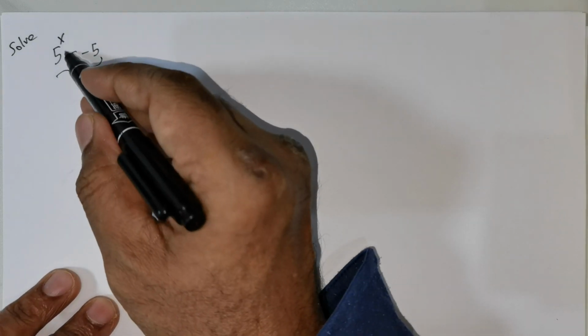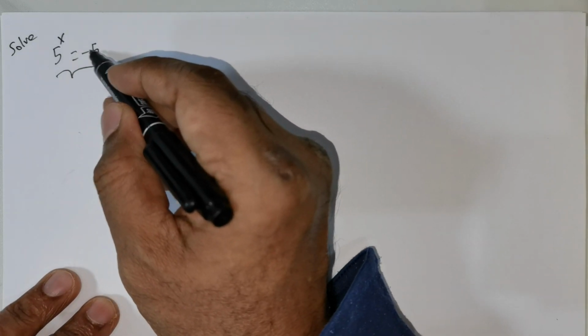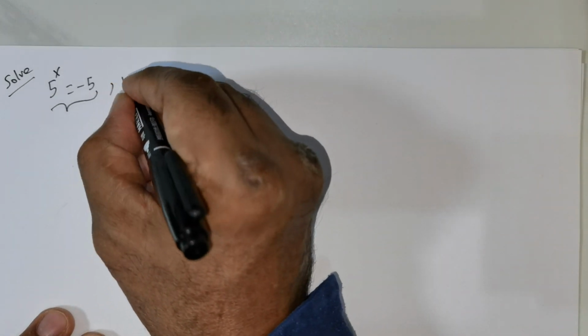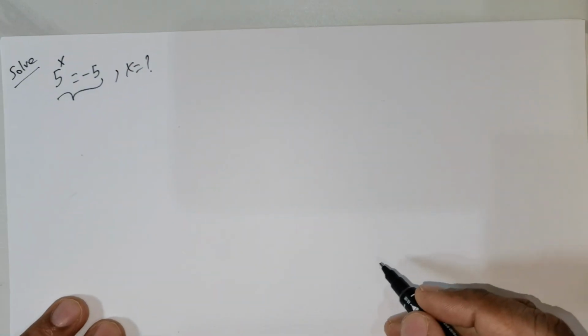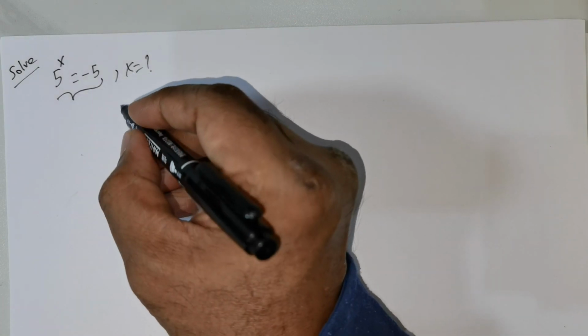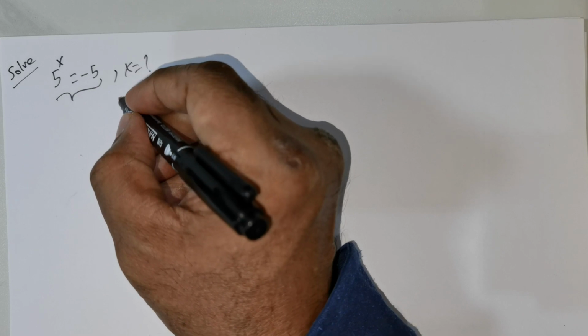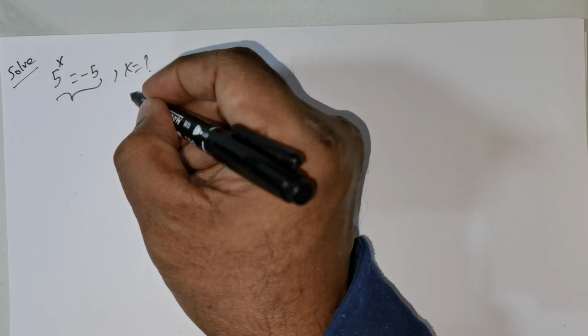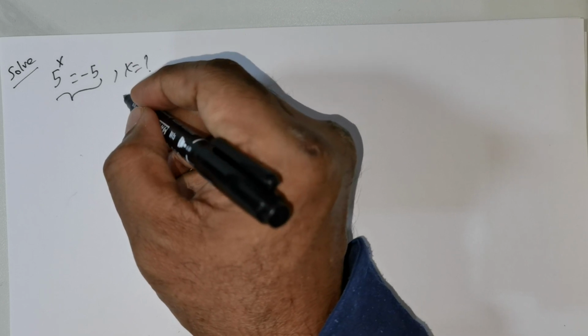Now the question says 5 raised to the power of x is equal to negative 5 and it expects us to solve. In other words, it wants us to find the value of x. Now on closer observation, what do we really find here? Now the problem wants us to find something which is quite contradictory. Now why do I use the term contradictory?